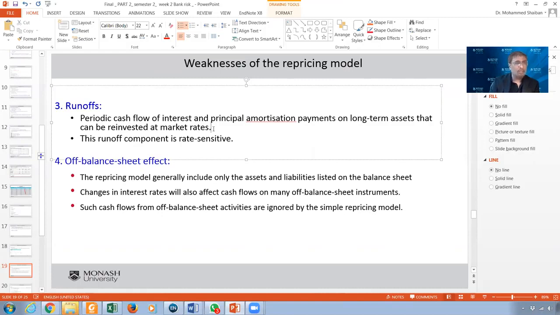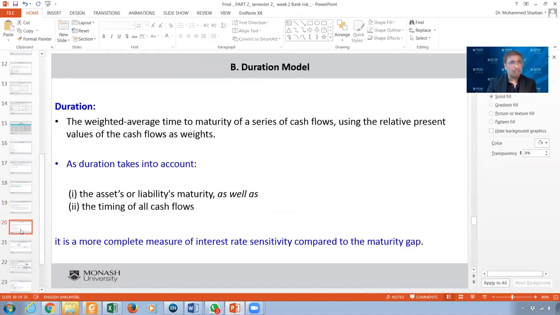The third thing is the off-balance sheet effect. The repricing model generally includes only the assets and liabilities listed in the balance sheet. Changes in the interest rate will also affect cash flows of many off-balance sheet items. As I told you before, it can change all those derivative contracts, and they don't take care of it. Such cash flows from off-balance sheet activities are ignored by the simple repricing model. So as you can see, all of those problems with the repricing model make it a little bit not strong, but very simple. Okay, we go now to the duration.